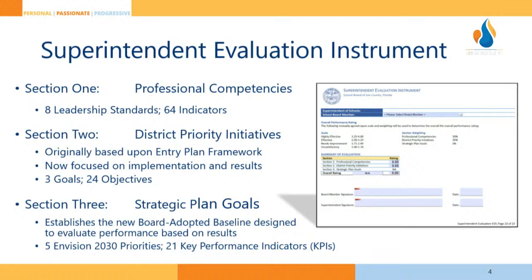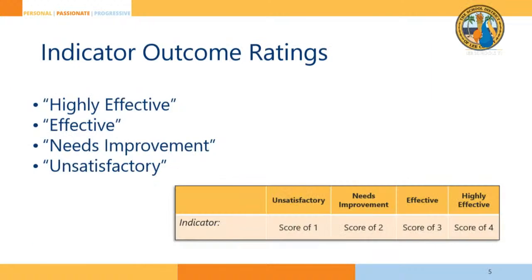And so this reflects, of course, the baseline year as we've just devised that plan, but that has 5 priorities with 21 key performance indicators. Just to remind the board again, the 4 ratings, which are consistent for all of our evaluation tools, even for our own staff: highly effective, effective, needs improvement, and unsatisfactory.